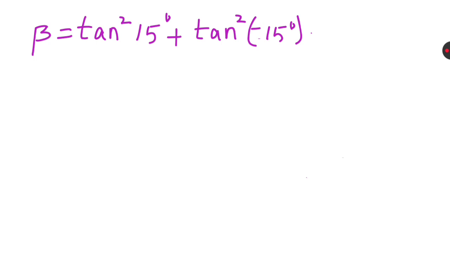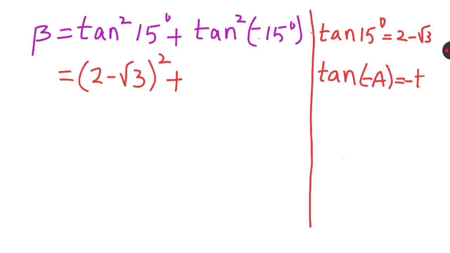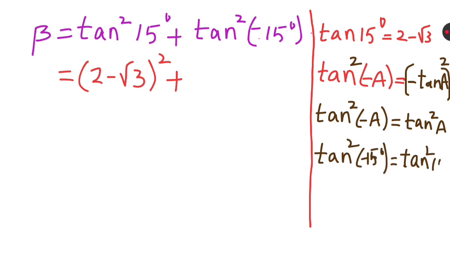What is the tan 15 value? Tan 15 is 2 minus root 3. So the first term turns into 2 minus root 3 whole square. Now observe the second term. Here we have tan square of minus 15. What is tan of minus a? It is minus tan a, isn't it? Here we have a square, so let's square both sides. Tan square of minus a means minus tan a whole square, and this minus turns into plus, which is tan square a.